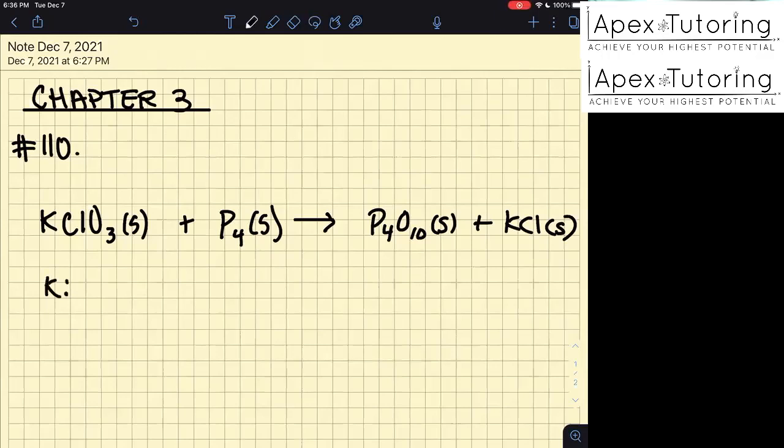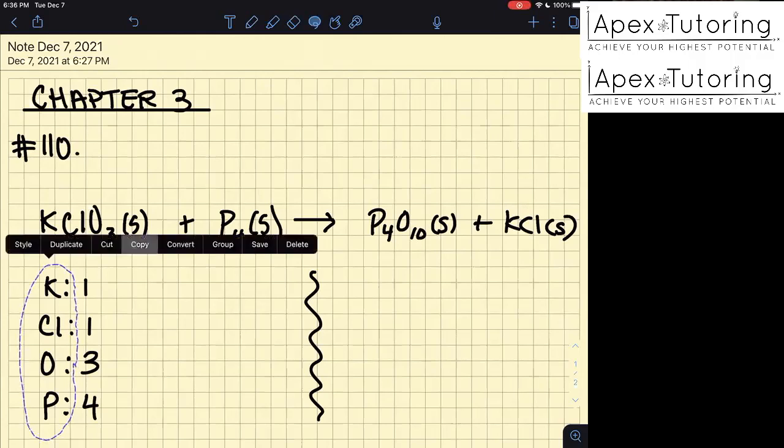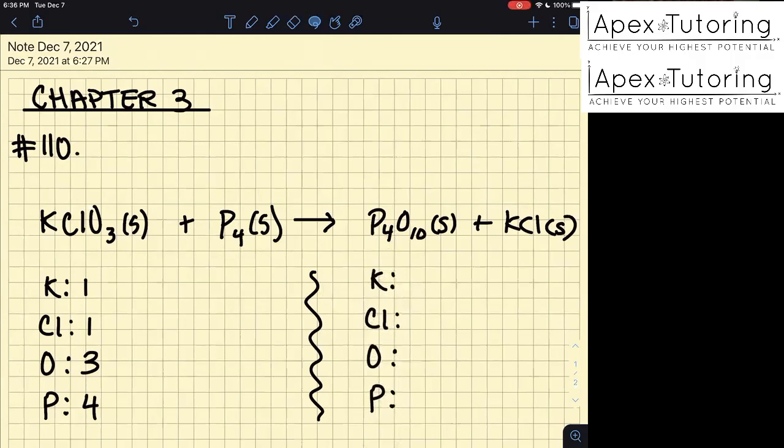So how about K? How many are there? One. Okay. And then that's a Cl, like chlorine. How many are there? One. Oxygen. Three. Phosphorus. Four. On the right side, there's one K, one Cl, 10 oxygen, and 4 P. Okay, so what should we do?